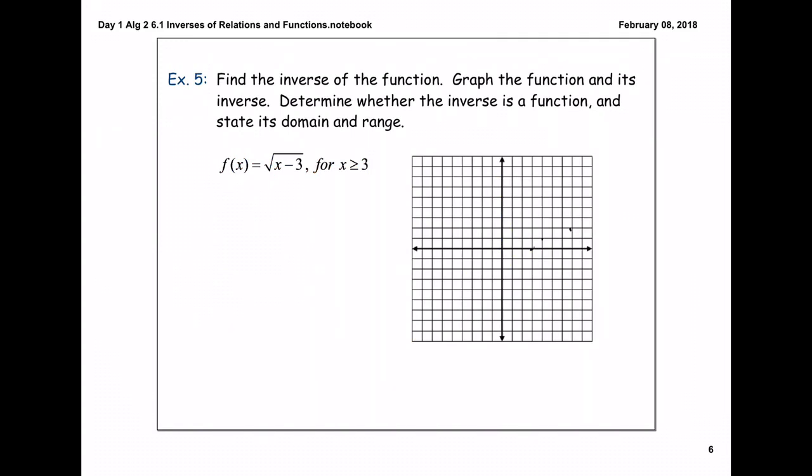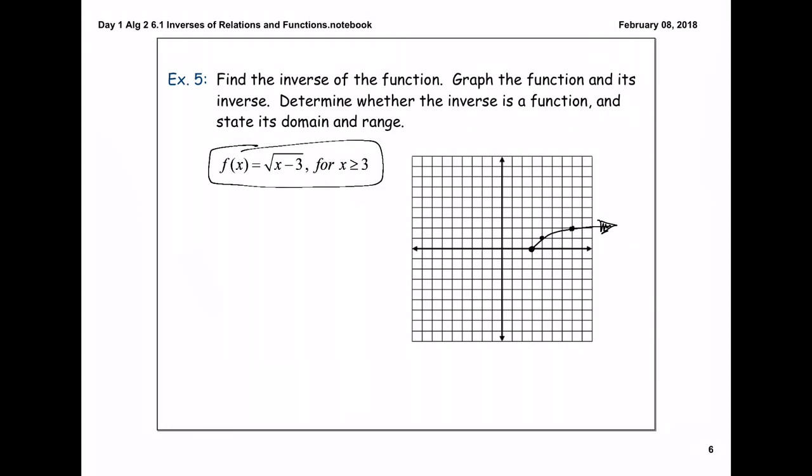So example 5, we're again going to find the inverse of our function, graph both the inverse and our original function that we have right here. Determine whether the inverse is a function and state the domain and range. So when we graph the function, the square root of x minus 3, the square root function would originally start at 0, 0. We're going to move 3 units to the right, and then the square root function goes up 1 over 1, up 1 over 3, up 1 over 5. And we have our original function graphed.